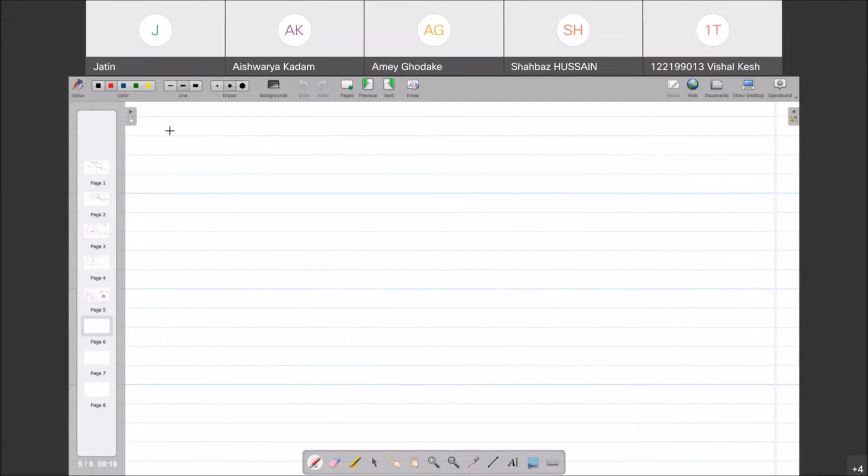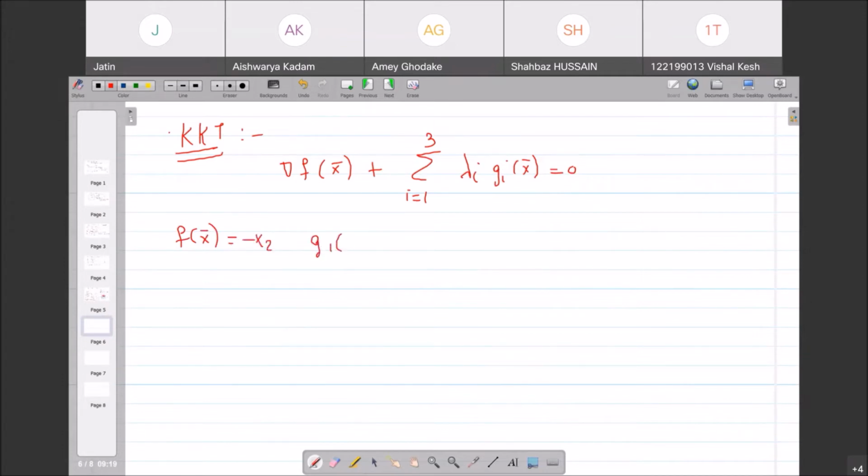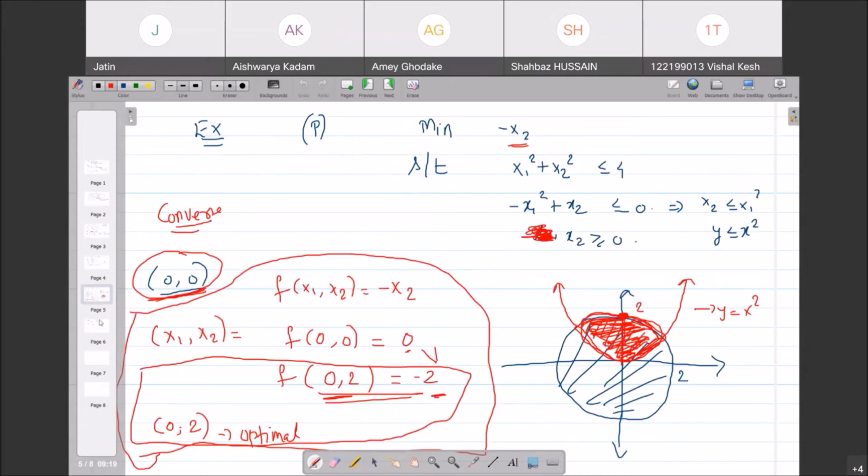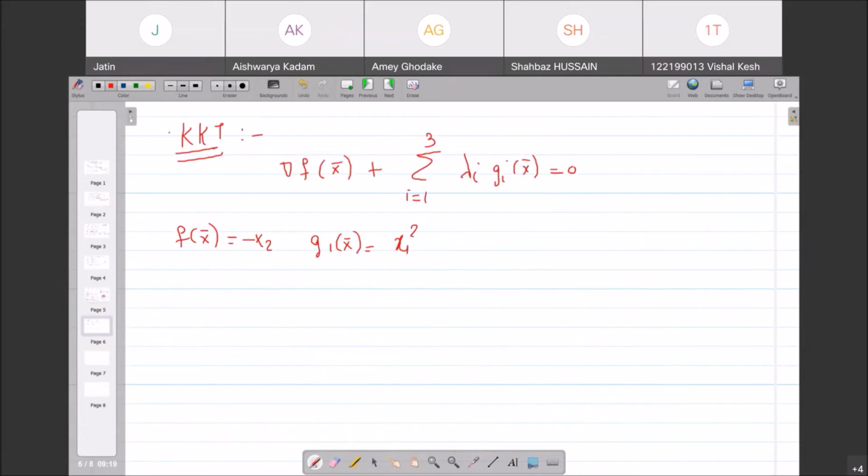So let us write down the KKT conditions and see whether (0, 0) satisfies them or not. What is the first condition? Grad of f at x bar plus the summation of λi times grad gi at x bar should be 0, where i goes from 1 to 3. What is your f of x bar? It is nothing but -x2. What is your g1 of x bar? It is x1² + x2² - 4.